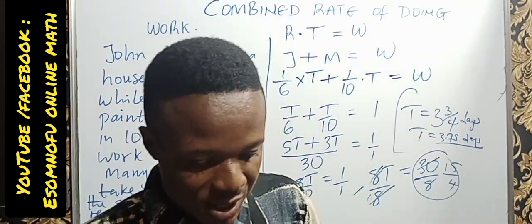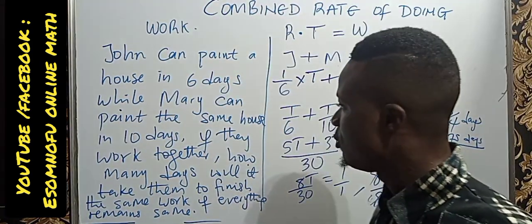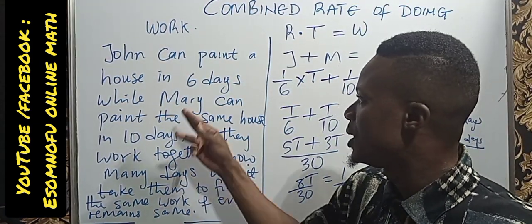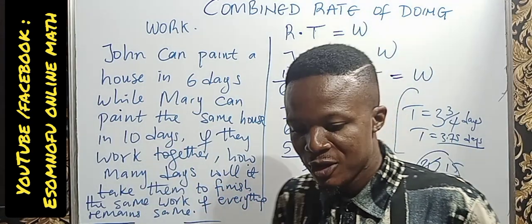This is the combined rate at which, if they work together, they will finish the same work that took them individually 6 days and 10 days to perform.